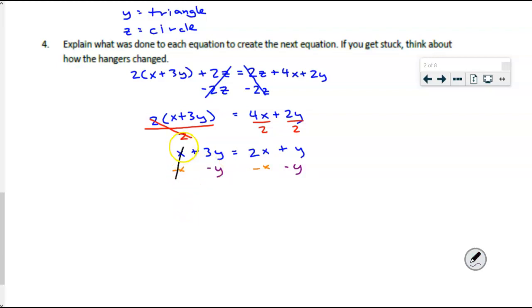x minus x, that zeroes out. 3y minus a y, that's 2y. 2x minus an x, that's 1x. y minus a y, that zeroes out.